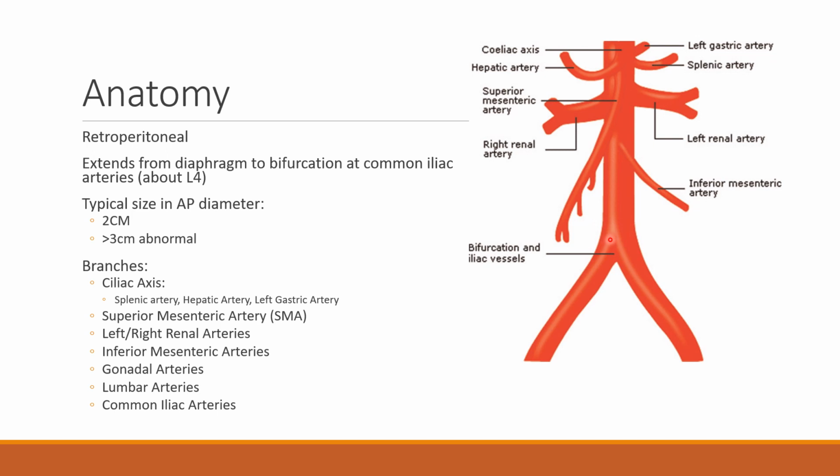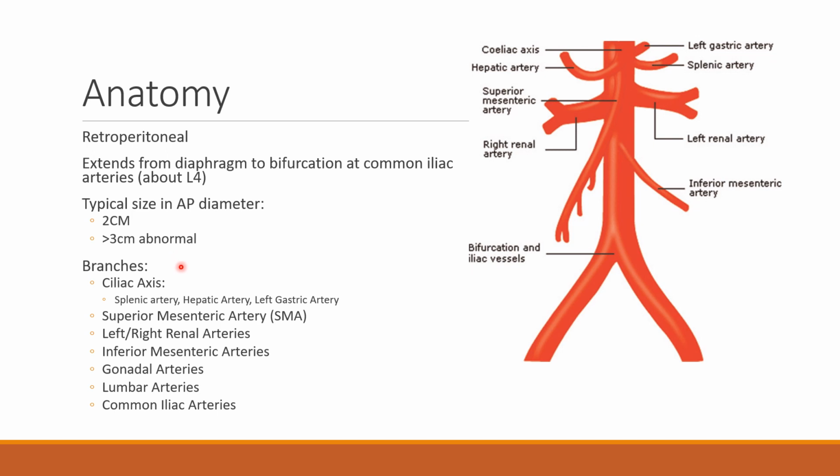So the typical size in AP diameter, so if we looked at the aorta and we're going to measure it from front to back, it should be about 2 centimeters. Once it gets greater than 3 centimeters, it's technically considered abnormal. Now, sometimes you'll see those ectatic aortas where they'll just have a generalized relaxation of the aortic wall, and so we also have some other criteria that we can use, but we typically use just getting any area greater than 3 centimeters is going to be concerning.